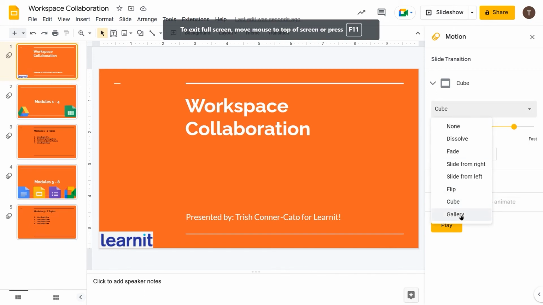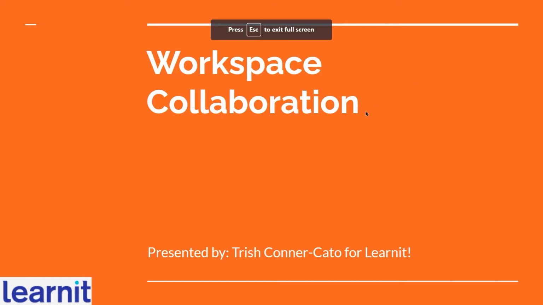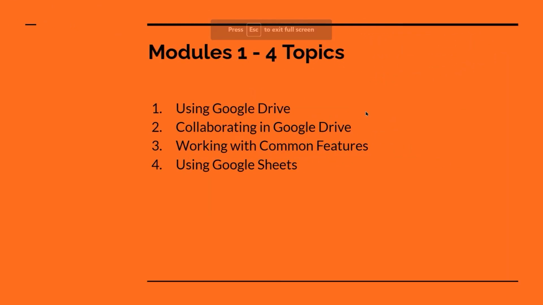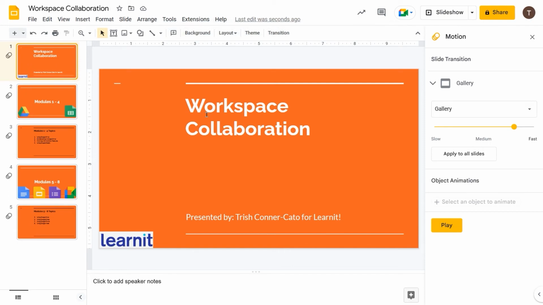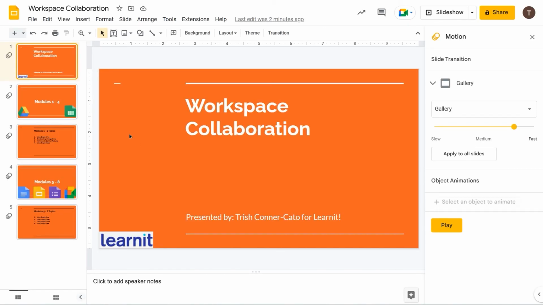I'm going to go to the drop down and select gallery, apply that one to all slides, and play my slideshow. And I think I like the gallery effect. So I'm going to press escape, click on the first slide, and we have our transitions. So now we're going to switch our focus to animations. We're going to add animations to the second and fourth slides.